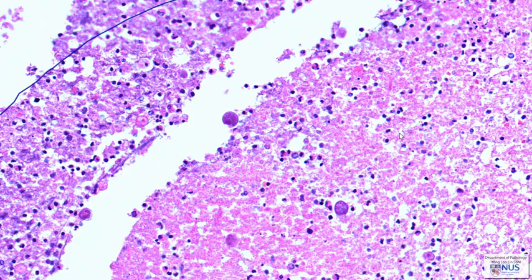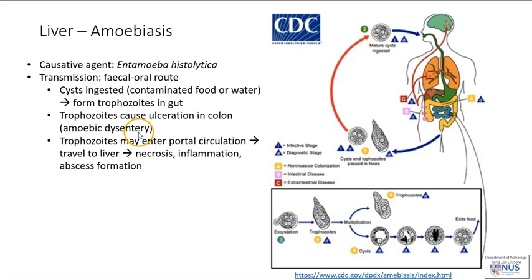Let's learn a bit more about amebiasis of the liver. The causative agent is usually Entamoeba histolytica, and the route of transmission is fecal-oral. So what happens is that the amoebic cysts are actually ingested in contaminated food or water, and then they go into the gut where they form trophozoites.